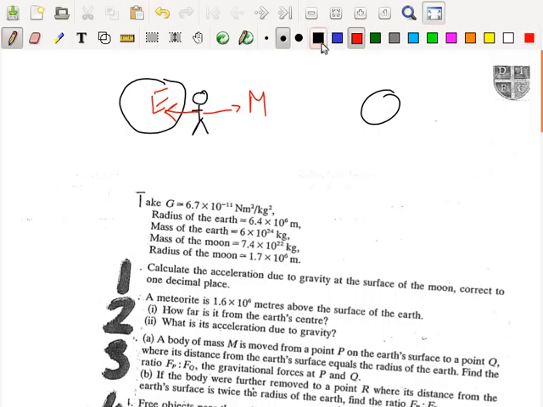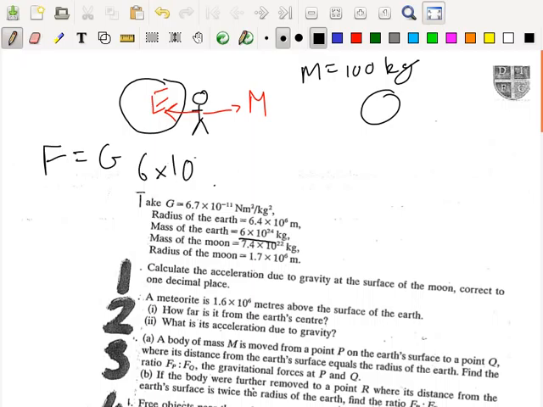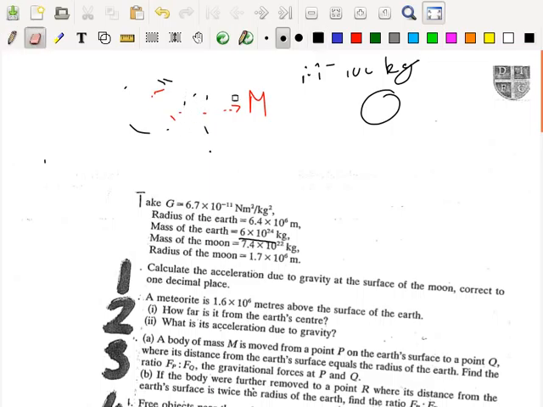So let's say our person has a mass of 100 kg. So let's just do the Earth one. Force equals G times the mass of the Earth, that's 6 times 10 to the 24, over the distance between them. Well, we'll have to look at that. I'll draw this a bit better.